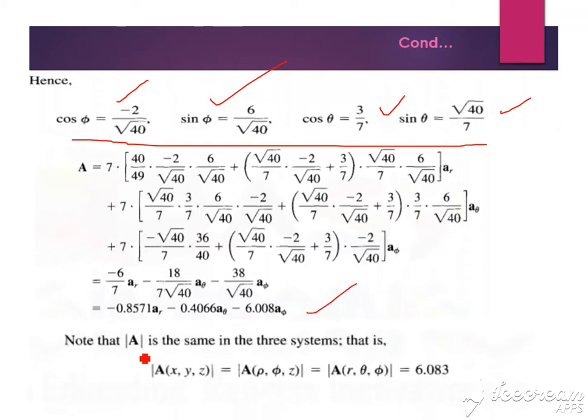Note that mod A is the same for all the 3 cases. While taking the modulus of A in all the 3 cases, we get the same answer. The answer is 6.083. This is one of the verification checks. We will verify the answer through this condition.